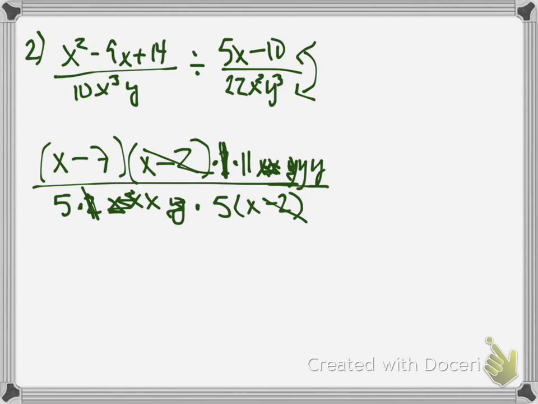So I'm left with 11y squared and an x minus 7, and on the bottom 5 times 5 is 25 with 1x. And that's it for that question.